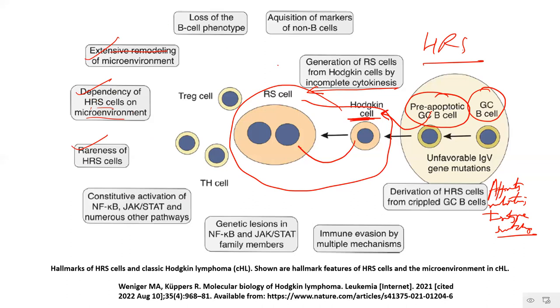This being a crippled, mutated germinal center B cell, it will not express the normal B antigens, which are seen in the usual B cell category. At the same time, they will acquire markers which are not present in B cells, for example, your CD15. And they have a tendency to evade the immune system by multiple mechanisms, which we have already discussed.